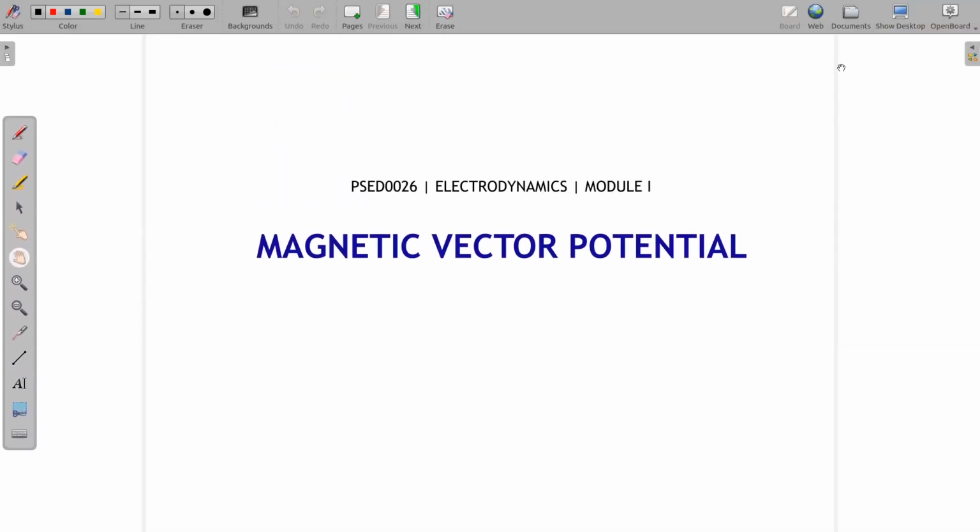Hello everyone. In this lecture we will explore the magnetic vector potential by means of a simple scenario in which we will consider the current as well as the geometry of the scenario to find out first the magnetic vector potential and then use that magnetic vector potential subsequently to find out what is the corresponding magnetic field.